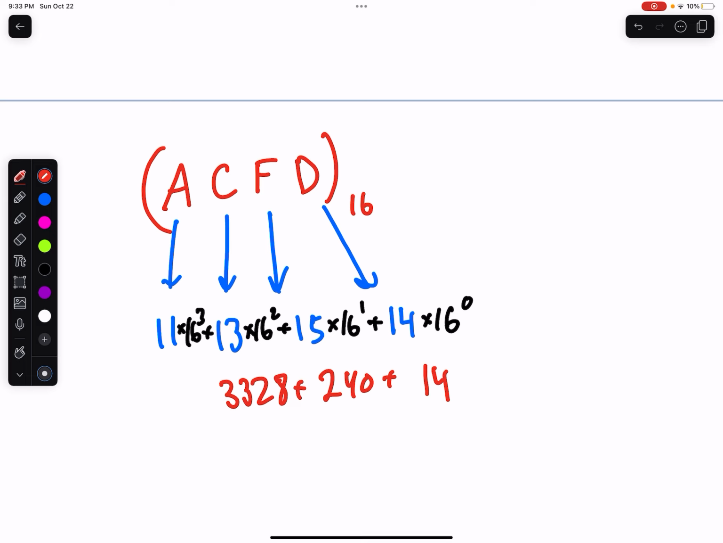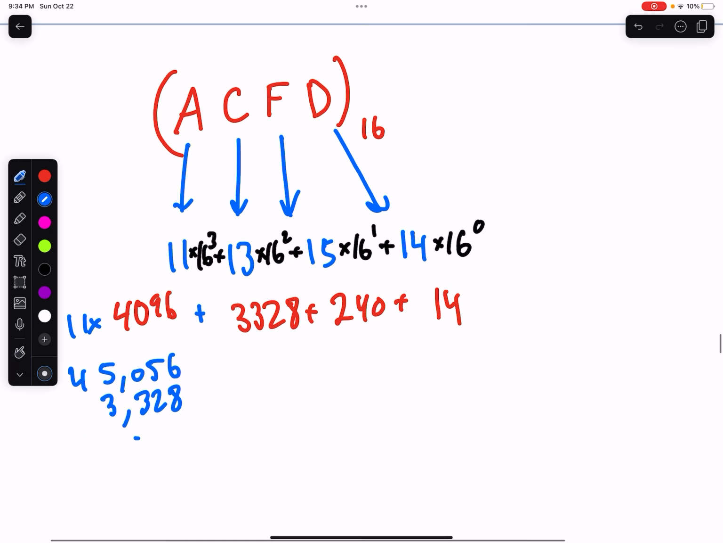And then we have the 16 to the third power, so that's 256 times one more 16. That's the 4096th digit. We have 11 of those. 45,056. This one I'll do out by hand just to model. You want to line up, you have 3,328. We have 240. Notice how I'm lining up the ones, the tens, the hundreds. And I have 14.